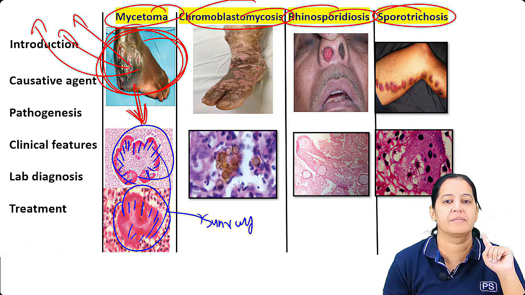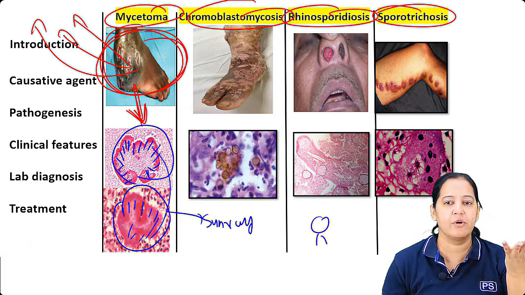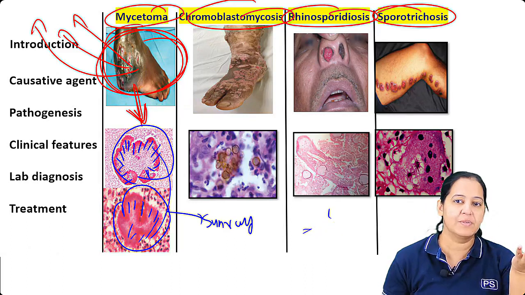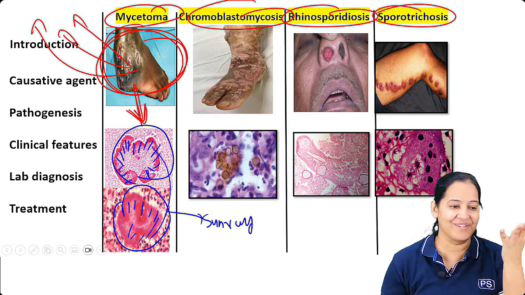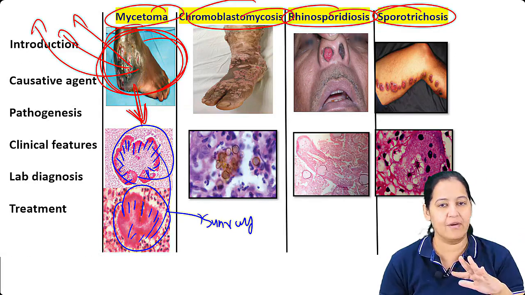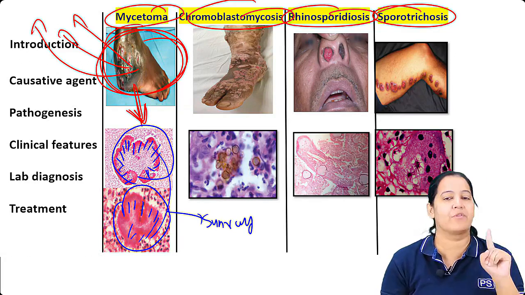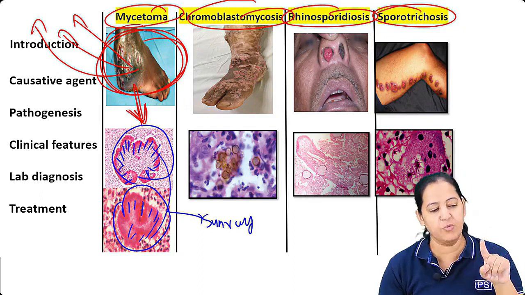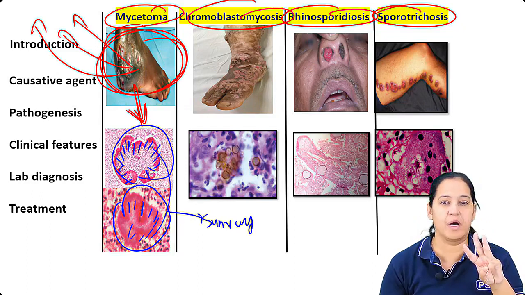Sunray appearance. How do we draw the sun? We draw the sun like this, na? My kid draws the sun nowadays. So it's like this, the sunray appearance. So this is looking like the sun. Got it? So please learn the sunray appearance. Very peculiar. Sunray appearance in both. Yes, Elizabeth. So whether it is Eumycetoma, Actinomycetoma, or Botryomycosis, learn sunray appearance.